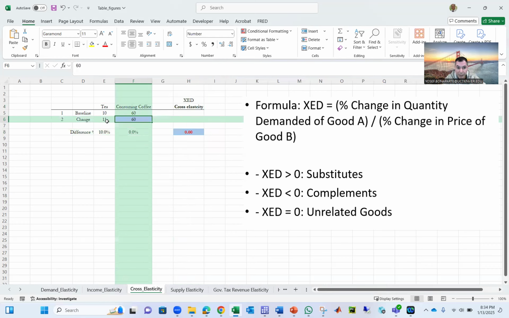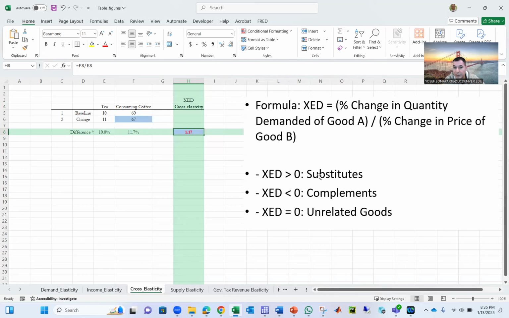But if the price of tea becomes more expensive, as a result, you start buying more coffee, like 67. You like coffee and tea, but now tea is very expensive, so you start drinking more coffee. So the elasticity is above 0. That means a substitute. When tea is expensive, you have less tea and more coffee. So that's a substitute between coffee and tea.